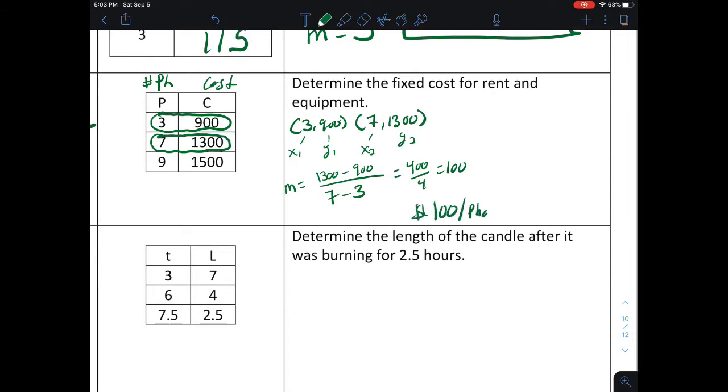Now, since we have that table there, we can continue that table and make a prediction as to, well, what would the cost be for 2 phones, 1 phone, and 0 phones, because the cost to make 0 phones would be your fixed cost. Well, for every 1 less phone that we make, we're going to deduct $100 off the cost. So if it costs to make 3 phones, it costs $900. To make 2 phones, it'll cost $800. Then to make 1 phone, it'll cost $700. And to make 0 phones, it costs $600. So the fixed cost just to rent the building and the equipment for the day was $600.